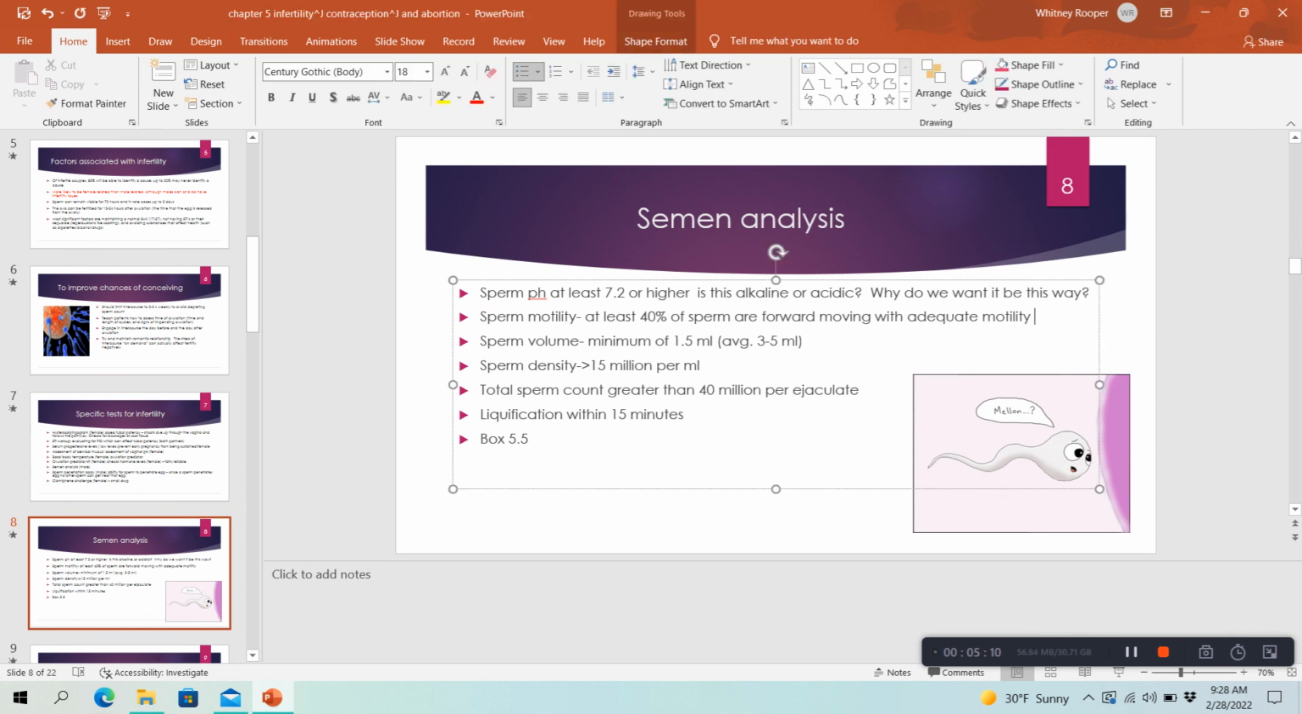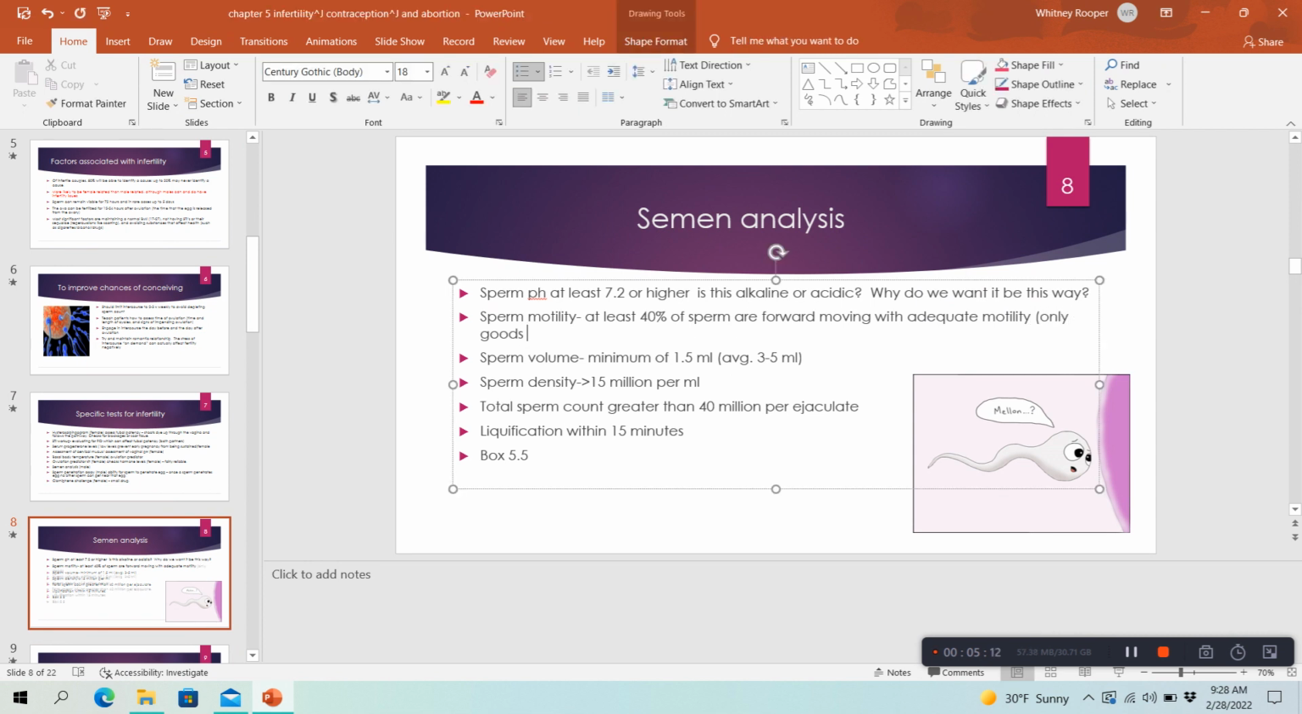Sperm volume: the total sample of the ejaculate should be 3 to 5 ml. At a minimum, it should be at least 1.5 ml, with the average being 3 to 5 ml. The sperm density: there should be at least 15 million sperm in every ml of the sample. So the sperm count should be greater than 40 million for the total sample. There should be at least 40 million sperm in the sample.